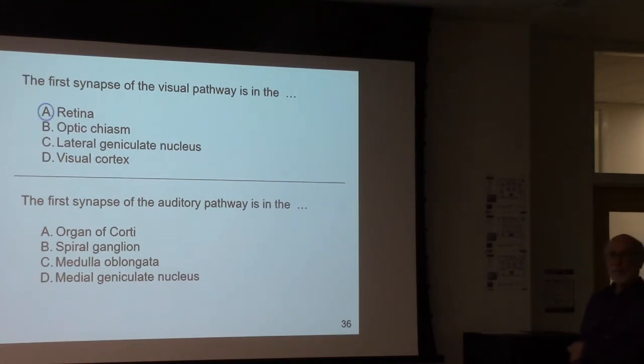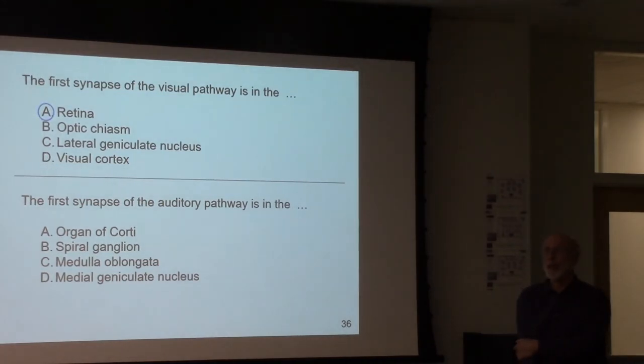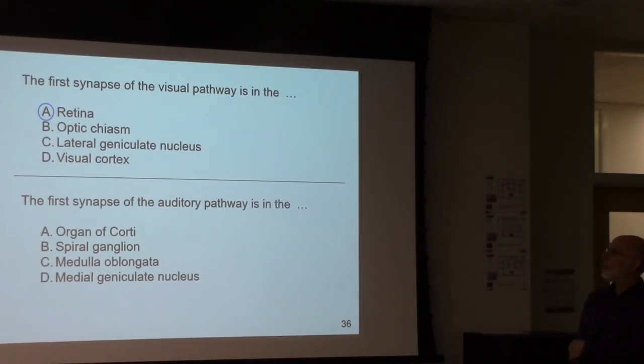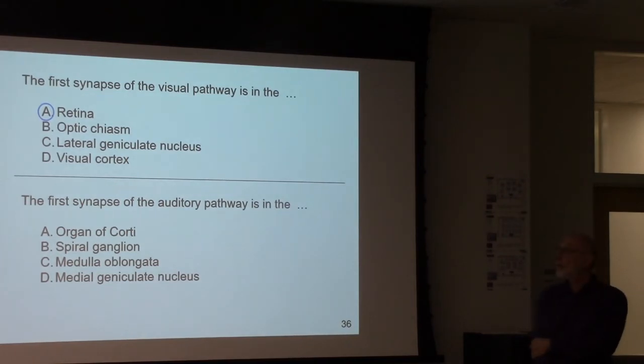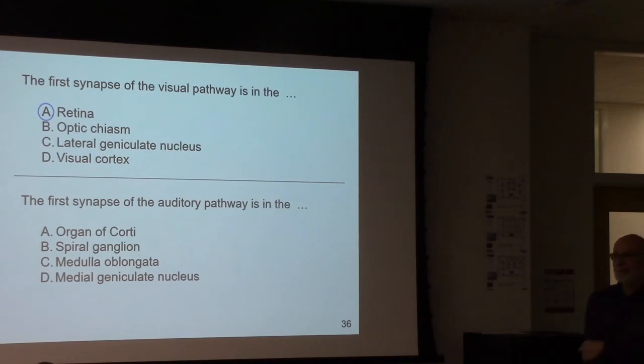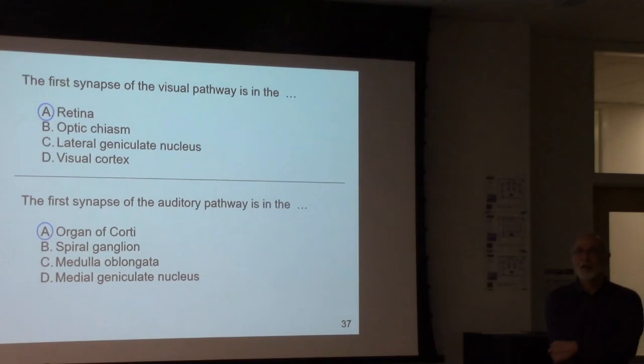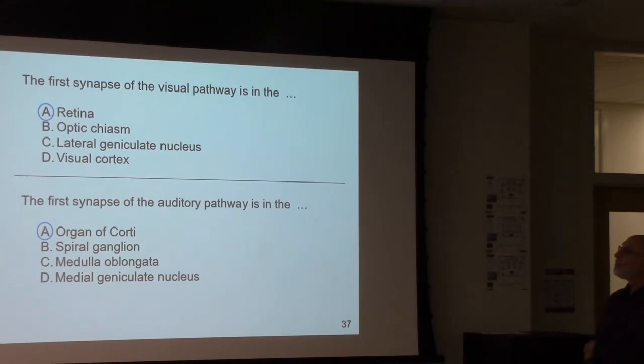It's in the retina. The first synapse is the synapse between the photoreceptor cell and the bipolar cell, right there in the retina. The first synapse of the auditory pathway is in the organ of Corti, right there in the cochlea, between the auditory hair cell and the afferent neuron. Questions about this anatomy?